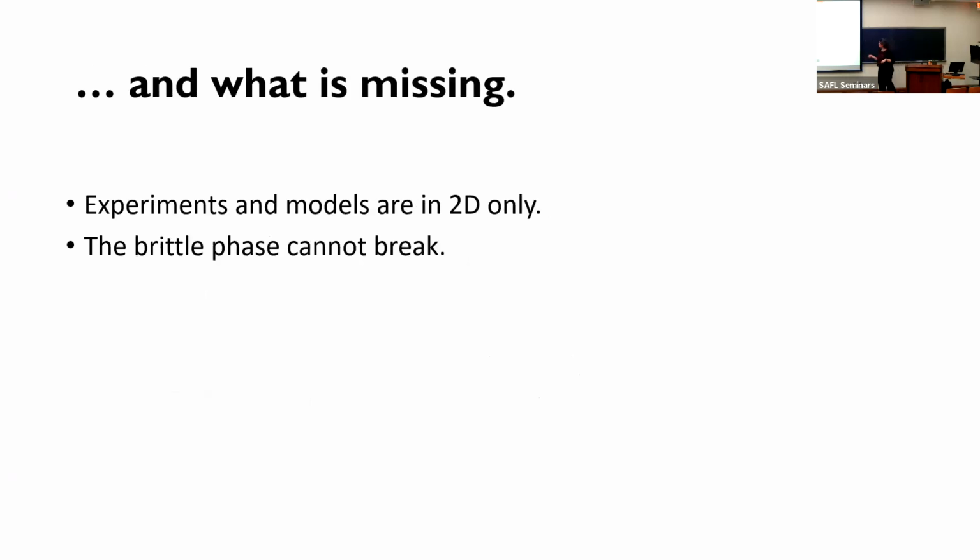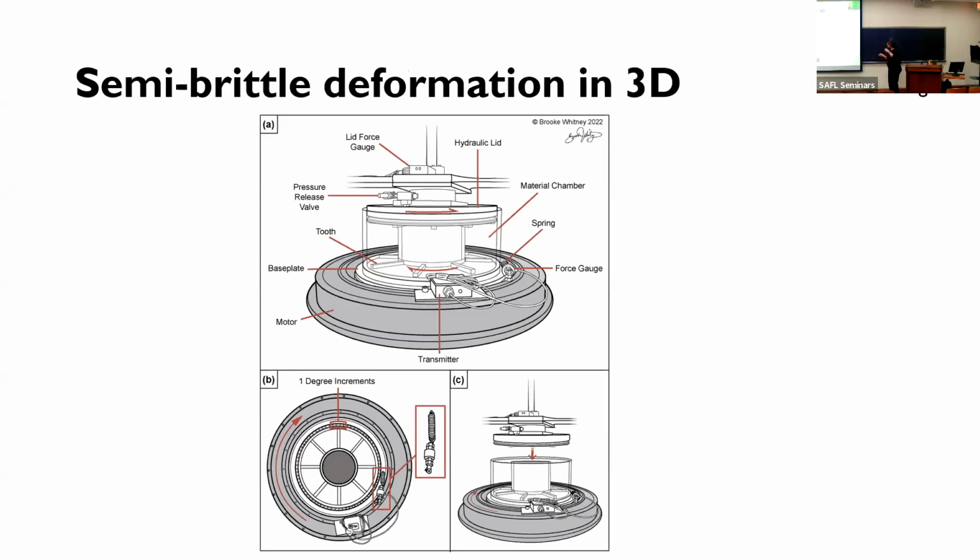However, the problem with all these approaches is that they're only purely 2D. So the models are 2D, the experiments are 2D, but most importantly, the brittle phase cannot break. So in comparison to what we saw at the very beginning of the field examples, where we saw all these different fractures, none of these different approaches could actually simulate the failure of the brittle clast. And so to change this, we decided to use a different experimental apparatus.